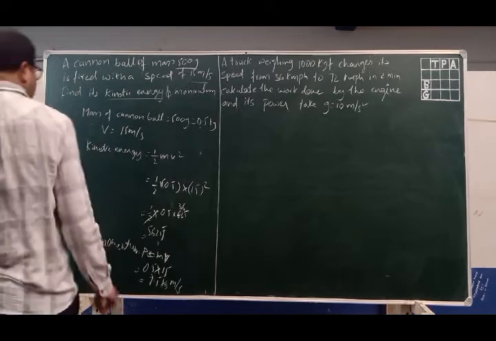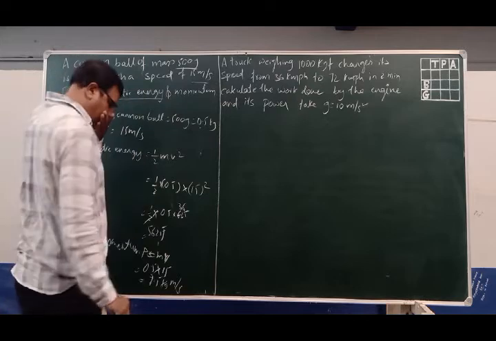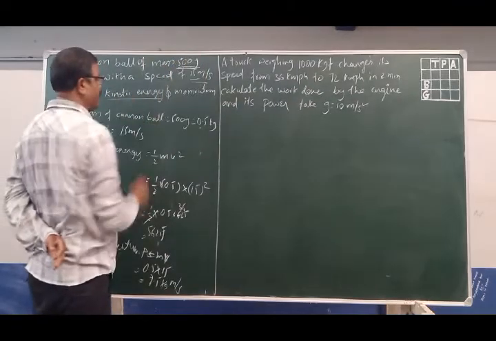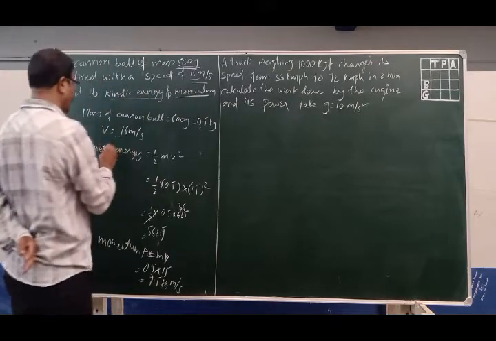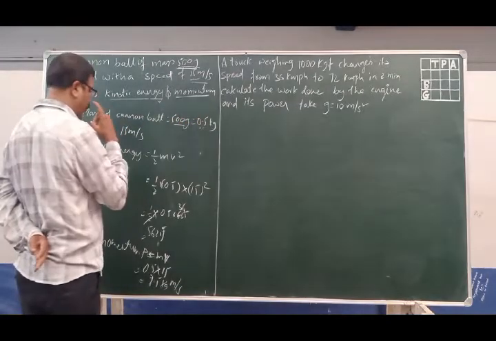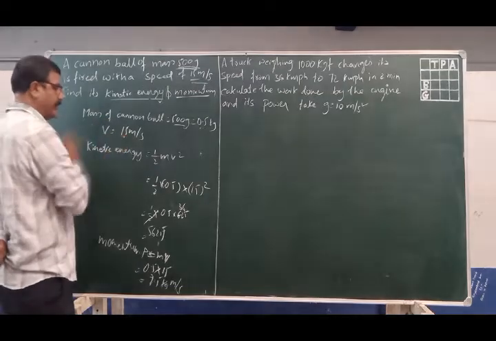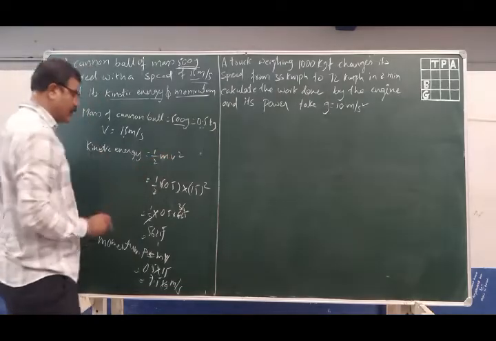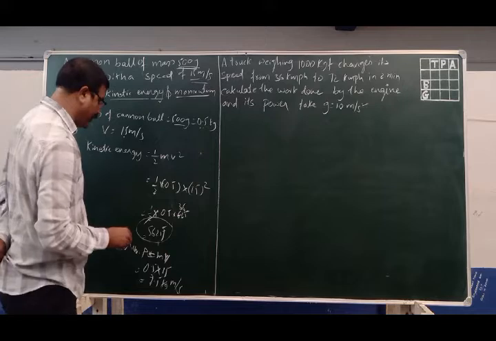Once again I will explain this problem. A cannonball of 500 grams is moving at 15 meters per second. He is asking us to find out the kinetic energy and momentum. So I have taken the data of 500 grams, converted into 0.5 kg, and velocity he has directly given as 15 meters per second. So we have the formula kinetic energy is equal to half mv square. I substituted everything here and got the answer as 56.25 joule.